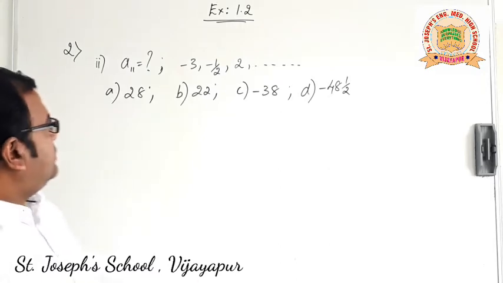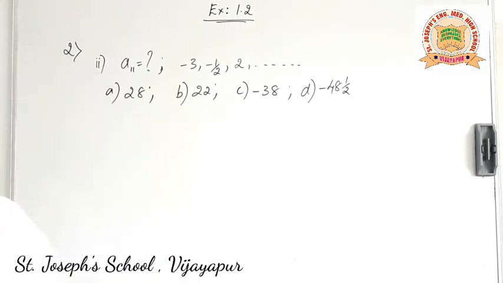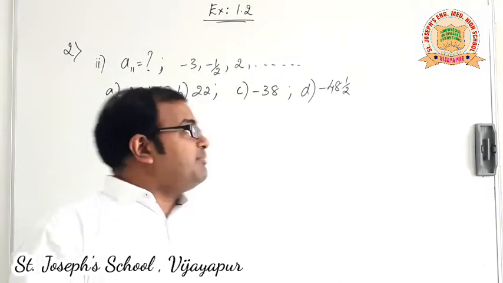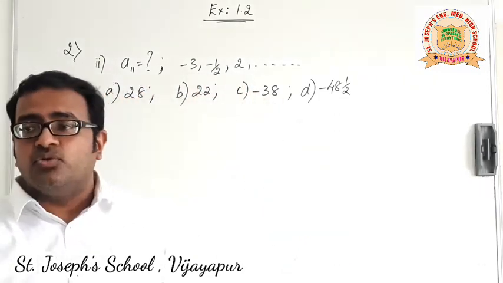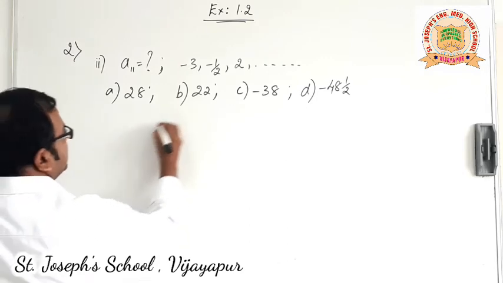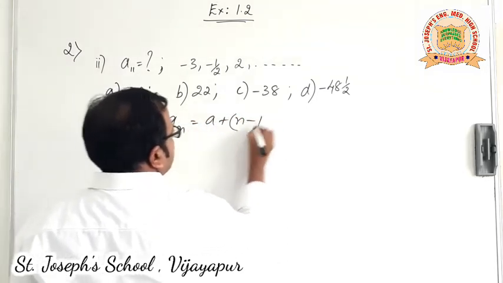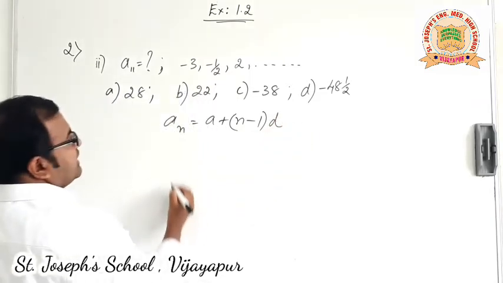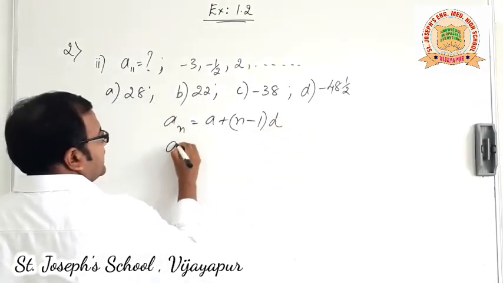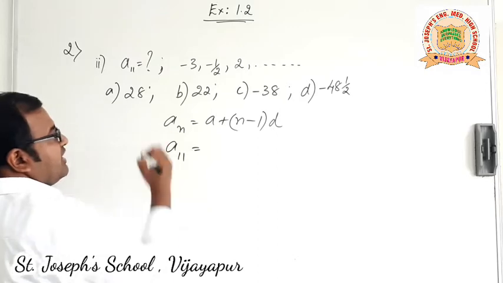Second sub question in main question number 2, exercise 1.2 goes like this. Find the 11th term of the AP minus 3, minus half, 2, etc. So let me see. an is equal to a plus n minus 1 into d, where an we have to find out, that is a11. In place of n we have 11.